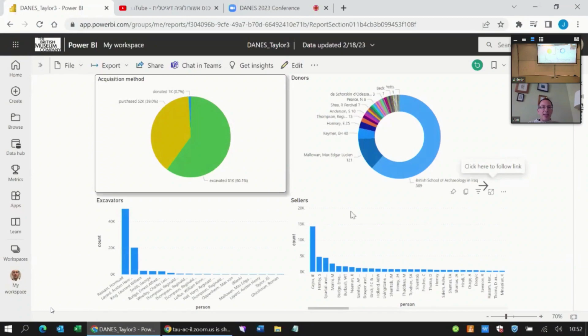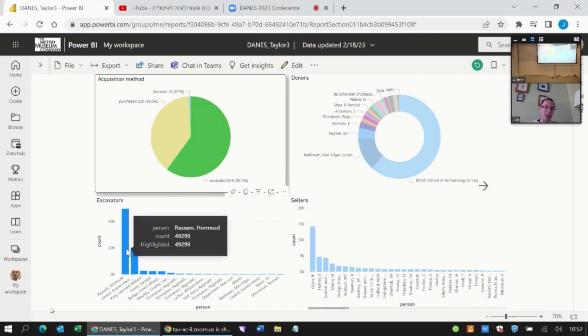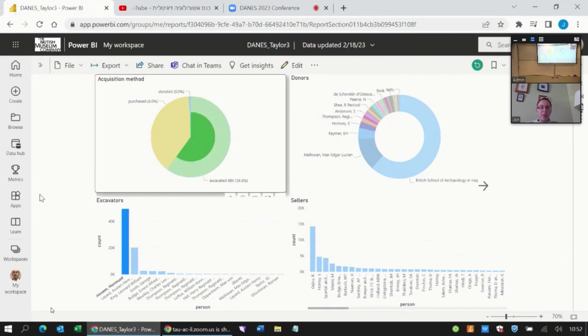Okay, so let's dig a little deeper. So we can have a look at our slice of the pie that is the excavated material. We can see who are the excavators. So here we have Hormuzd Rassam, and you can see that he accounts for that much of the British Museum's entire cuneiform part of the collection. That's quite a lot, obviously.